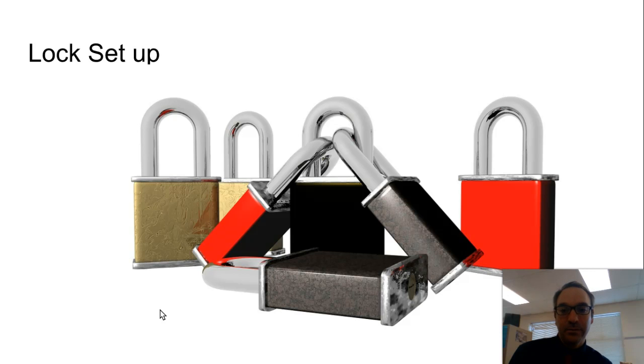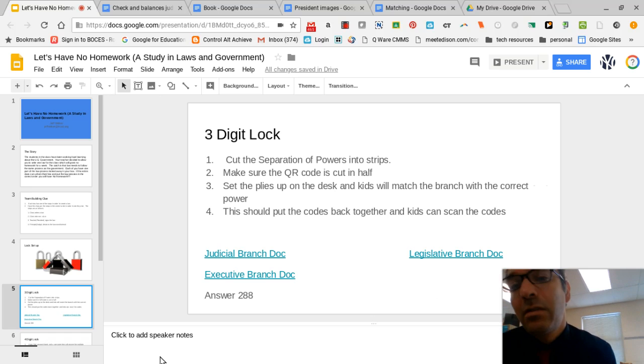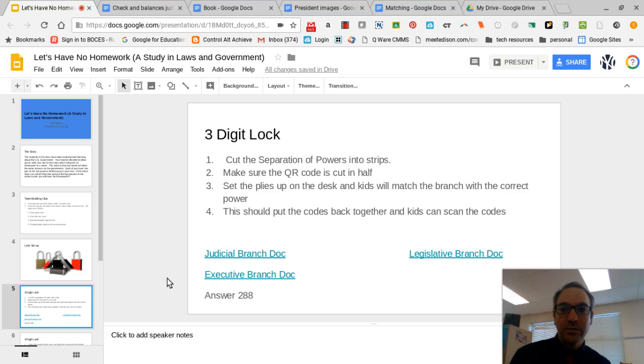The lock setup. Cut the three-digit lock. Cut the separation of powers into strips. Make sure the QR codes are cut in half. Set the piles on the desk, and the kids will match the branch with the correct power. This should put the codes back together, and kids can scan their codes.